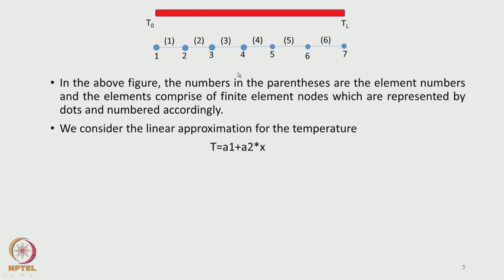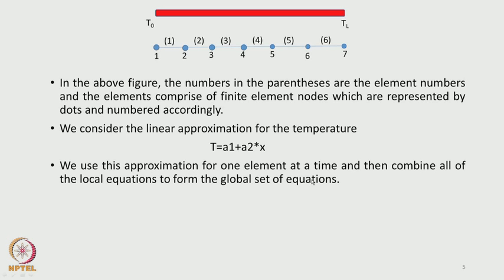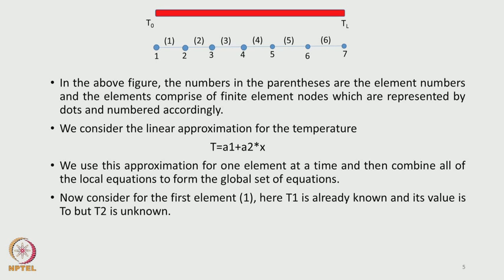In this, we consider a linear approximation for the temperature. So, T equal to A1 plus A2 into x. We need to evaluate the coefficients A1 and A2. We use this approximation for one element at a time and then combine all of the local equations to form what is known as a global set of equations.